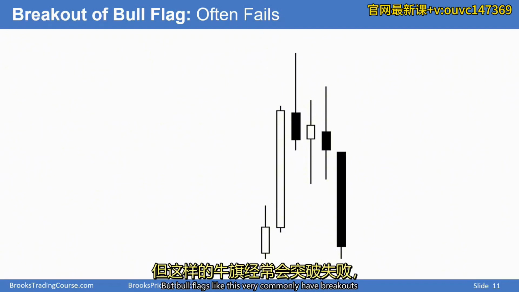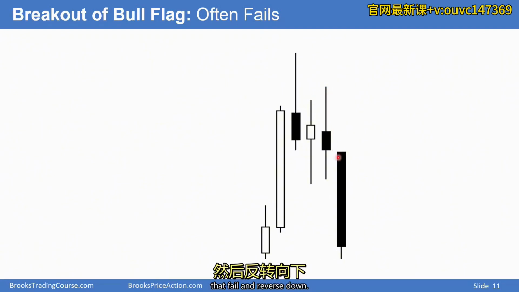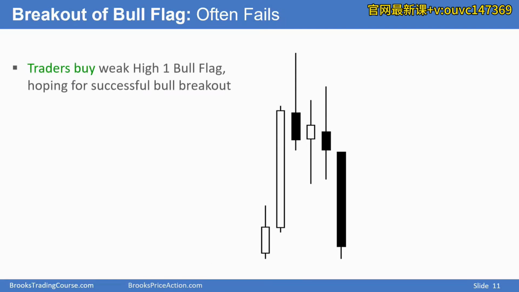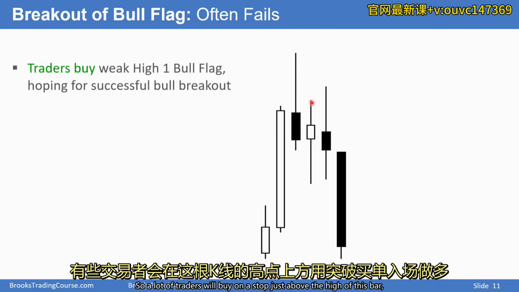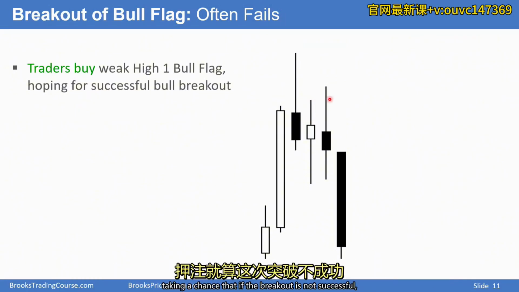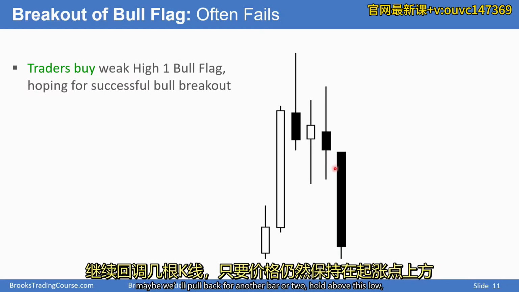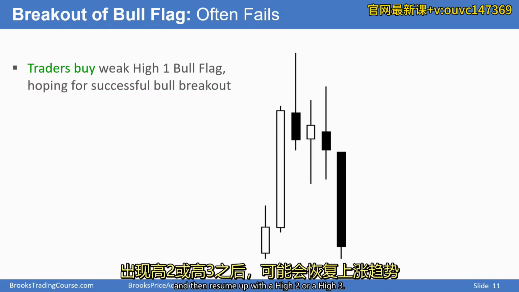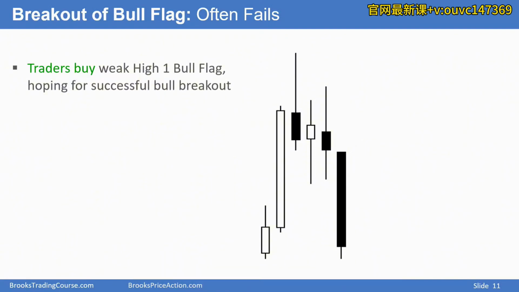But bull flags like this very commonly have breakouts that fail and reverse down. So a lot of traders will buy on a stop just above the high of this bar, taking a chance that if the breakout is not successful, maybe we'll pull back for another bar or two, hold above this low, and then resume up with a high 2 or a high 3.